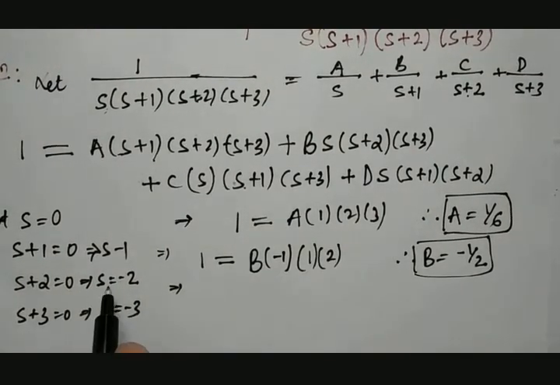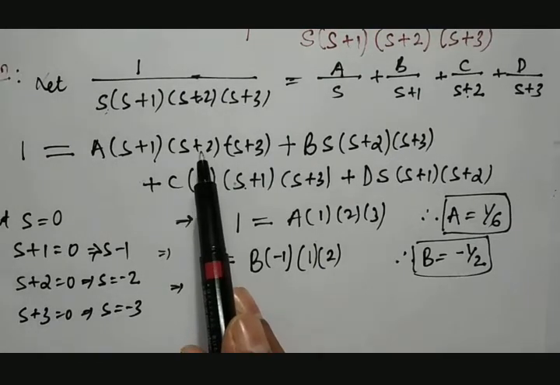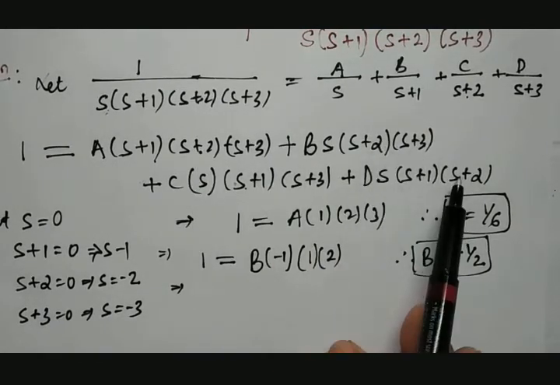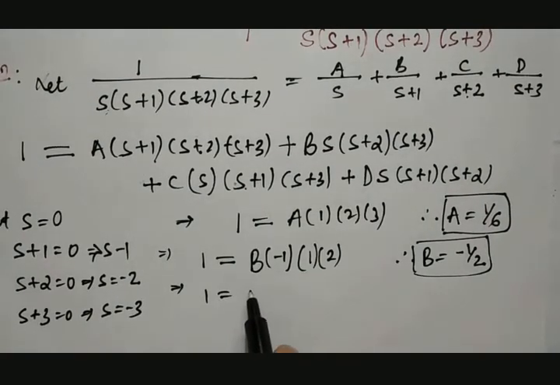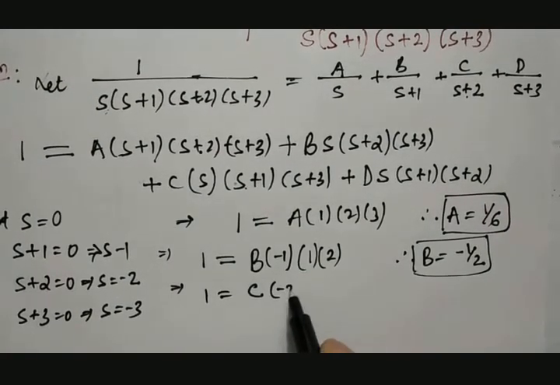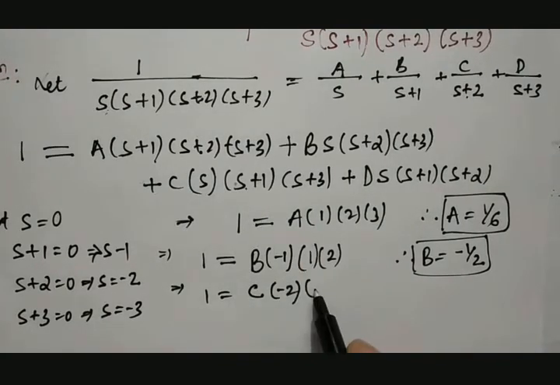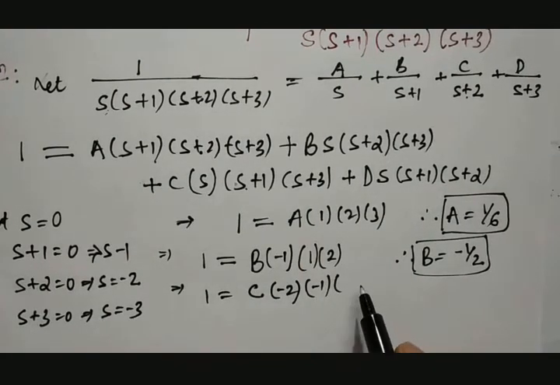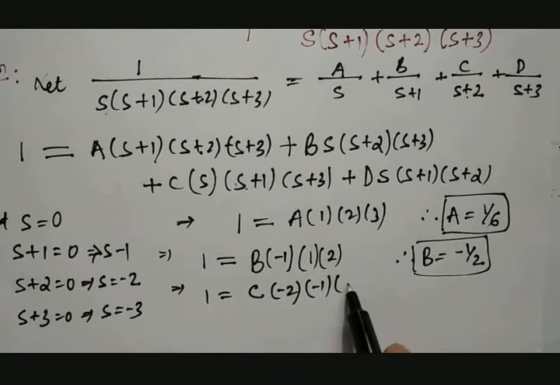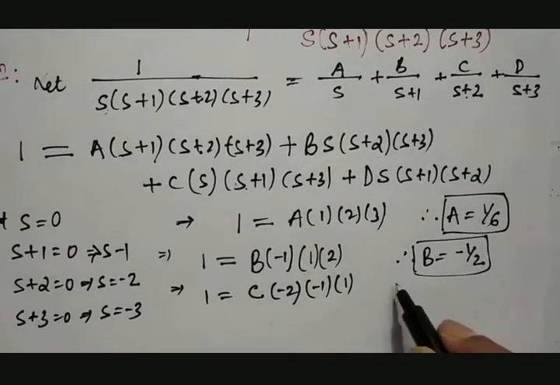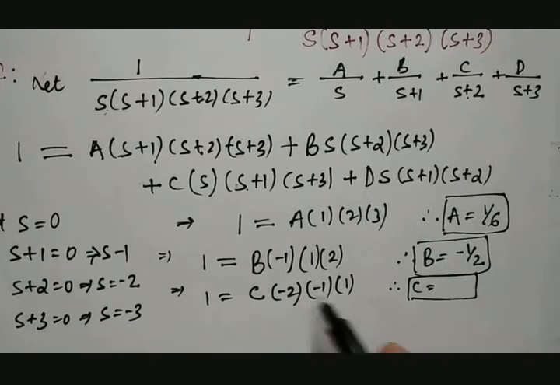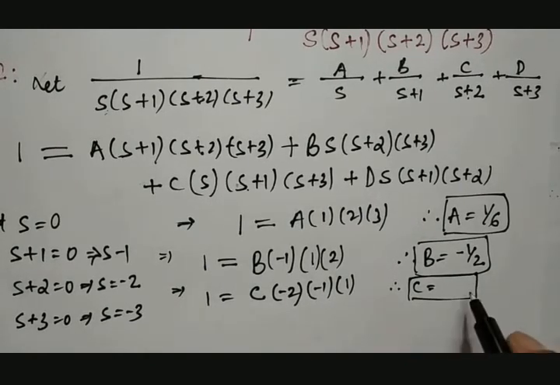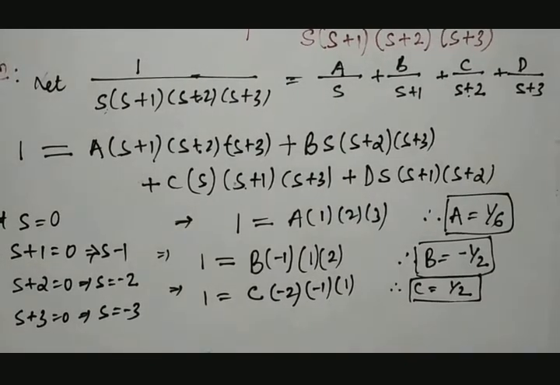Similarly, when we put s is equal to minus 2, this term is 0, this term will be 0, this term will be 0. Only C will survive. Therefore 1 is equal to C into minus 2 plus 1, which is minus 1. Then minus 2 plus 3 is equal to 1. Therefore, C is equal to 2. If it goes to the other end, it is plus 1 by 2.